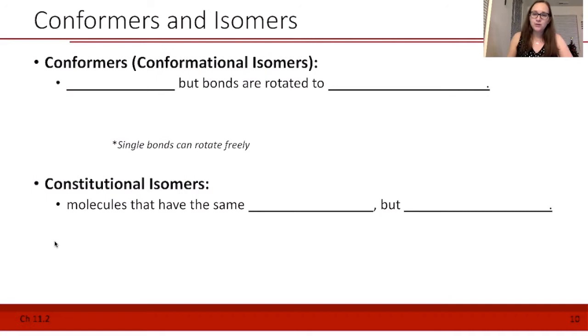So a conformer is a funky word, but you can also call it a conformational isomer. It's just conformers, those two words shoved together. That means that the molecules have the same connectivity, but bonds are rotated to new orientations.